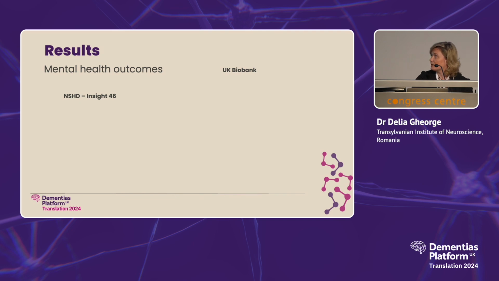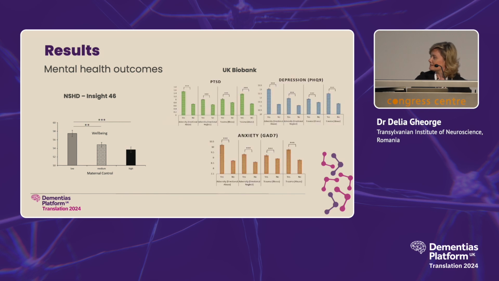In terms of mental health outcomes, as expected, the results were a little bit more robust. So individuals who reported high maternal control also scored lower on well-being, and there's kind of a slight dose-response effect, so that's interesting to see. And within the UK Biobank, those who reported, even rarely, but from rarely to very often, occurrences of emotional abuse, neglect, traumatic illness, or traumatic abuse, they all scored higher on PTSD, depression, and anxiety scales.